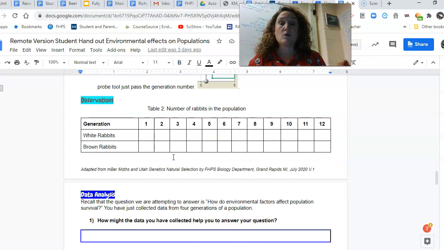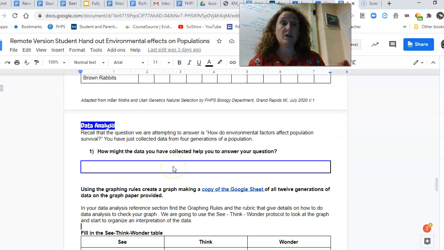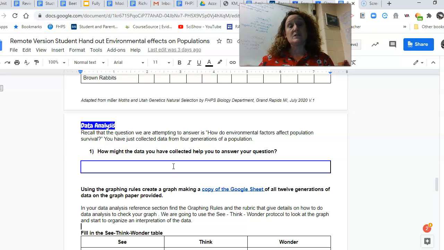I want you to think about what type of data will help you to answer your question. What we're looking at is how did the environment affect the population. So you need to be able to see your data in relationship to the different generations. And then you also will want to mark on your graph when you change the environment. So when did the wolves get introduced? When did it go from summer to winter? So that you can see how that affected your population. Think about that as you're making your graph and answering that question.